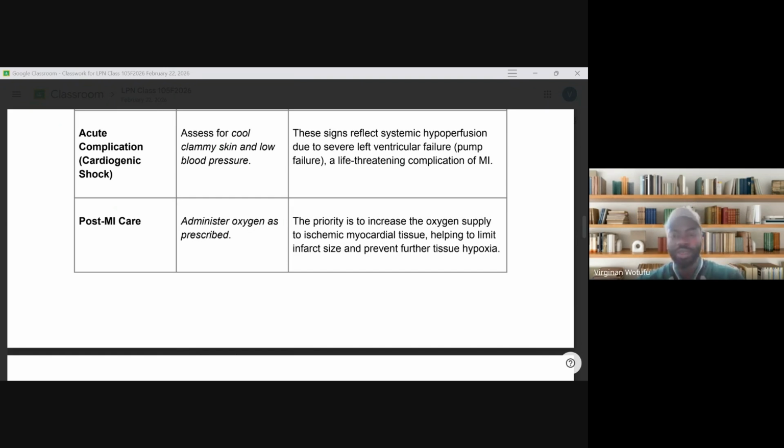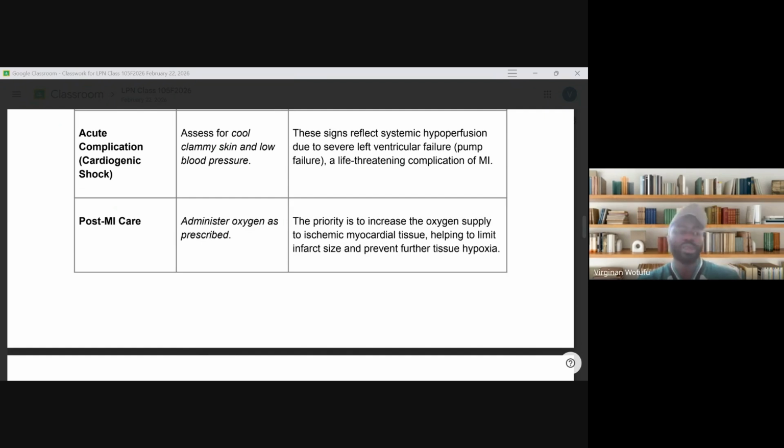You assess this to prevent what? Hypokalemia, since you're administering potassium wasting diuretics. And the same goes for potassium sparing diuretics. When administering those, you also check the serum potassium levels.